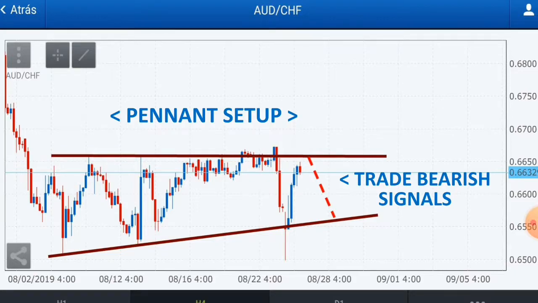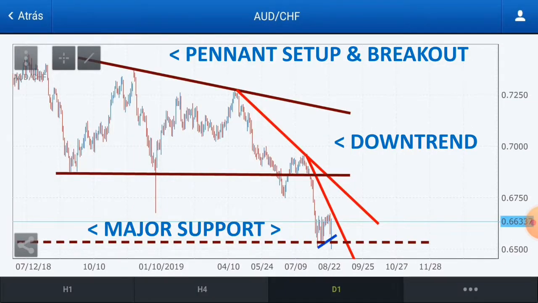Aussie Swiss franc. Last time we took a look at this, the market had formed this pennant setup on the 4-hour chart. The expectation, or the preferred trade, would be to trade the bearish movement that would take us from resistance to support. The reason for this was that the market was in a strong downtrend, as you can see here on the daily chart, where the market was not only in a strong downtrend, but was also breaking bearish from this large pennant consolidation setup.